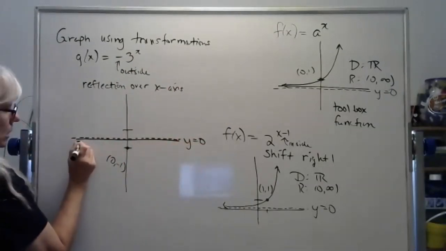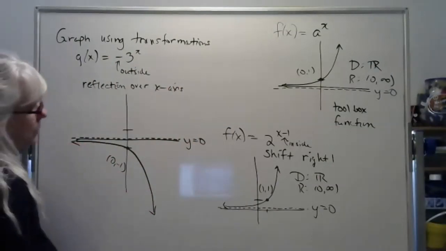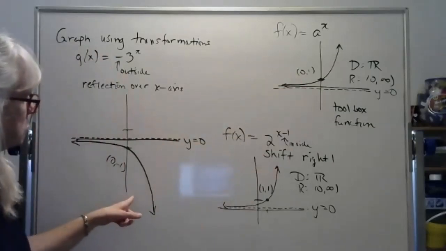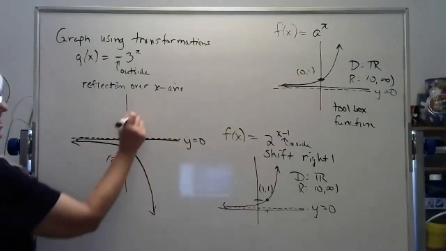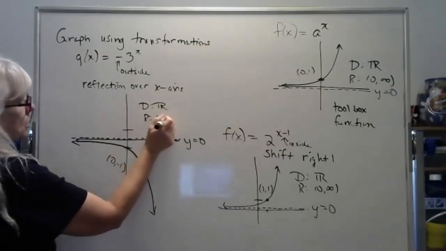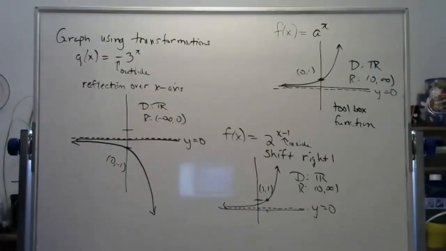But we're now going to start below it, head through the intercept, and then head on down. So the graph looks like that. We've taken what was up and made it down. So the domain is still all real numbers. The range, though, is going to go from -infinity to 0. So it does change that range around. But those are all the transformations.